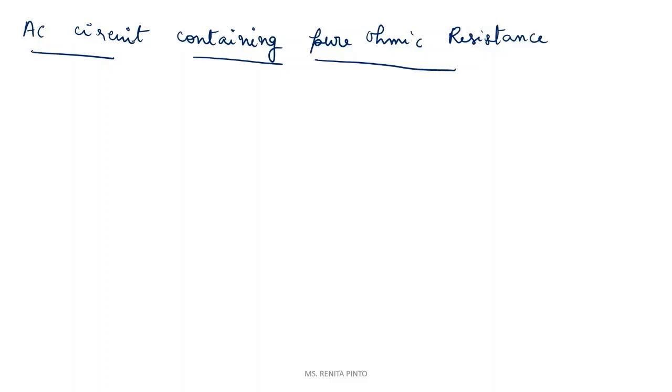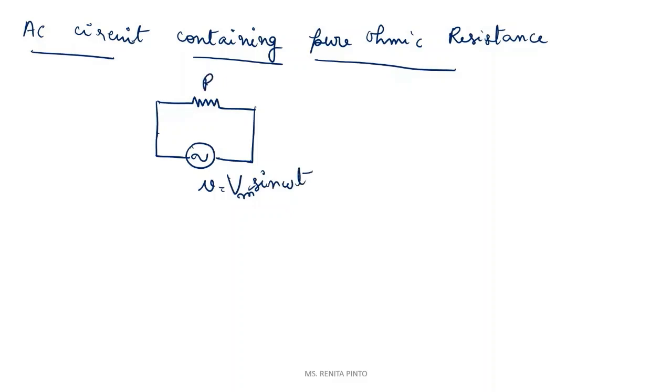So let me first draw the circuit. I am going to consider the resistor where an alternating voltage is applied. The alternating voltage that I am going to apply is V is equal to Vm sine omega t. This is the resistor R. The voltage across the resistor R is given by VR.